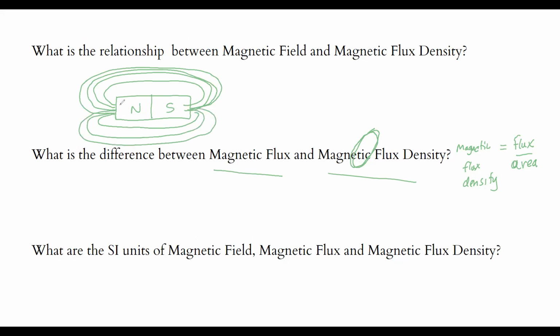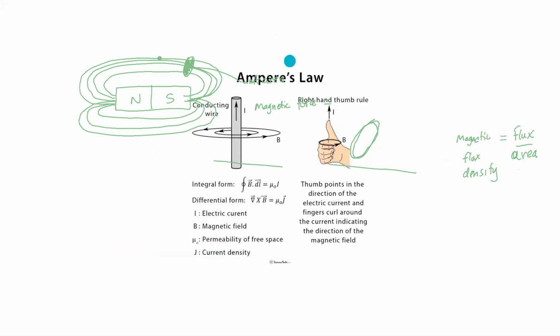These lines denote the magnetic flux. The amount of field lines or flux lines going through a unit area denotes the magnetic flux density. And then the magnetic field. The magnetic field is the amount of magnetic force that we experience at a certain point in space. We can define magnetic force using a certain equation, and I think we are going to learn that in the next section where we discuss Ampere's law.